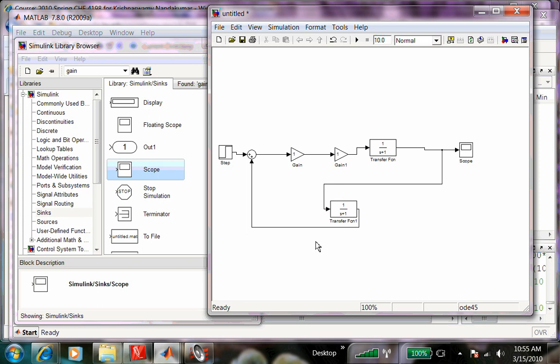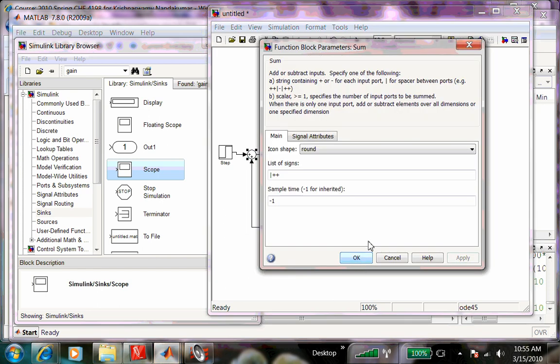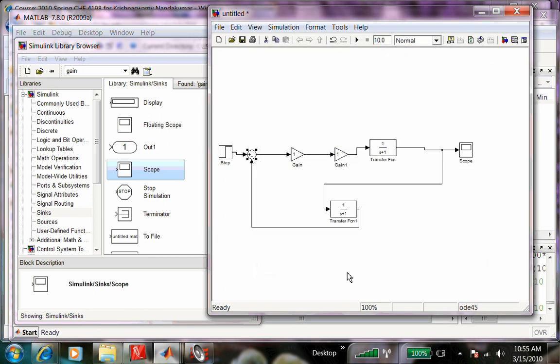Okay. So I was trying to connect the output to the sample, but I need to take the output and feed it to the summation. Now, this one, I want this to be plus minus. By default, it has plus plus. So let me change this to plus minus. Okay. So that is the one that's going to take the difference between the set function. Here, I input the set point change, and I take the difference between the measure and the set point. That would be the error.